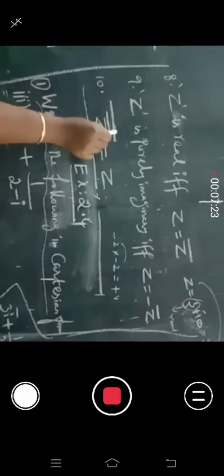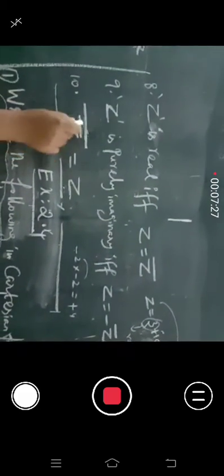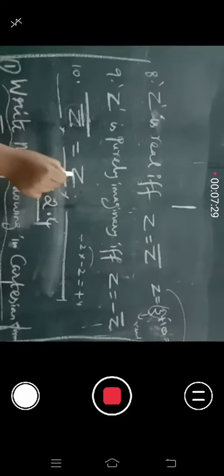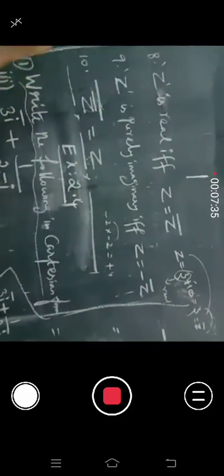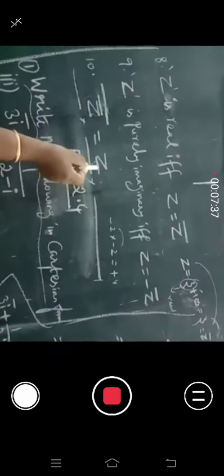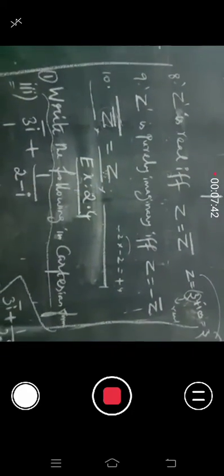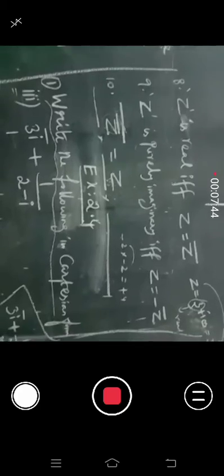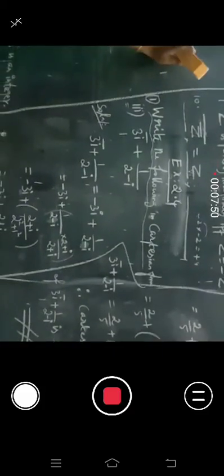Next, 10th one. Z bar the whole bar equal to z. See, the conjugate of a complex conjugate is the same complex number. Similarly here we cancel the two bars. So we get the same z. Z bar the whole bar is equal to z. So just remember all these properties. Okay. Next we are going to see exercise problems based on these properties.